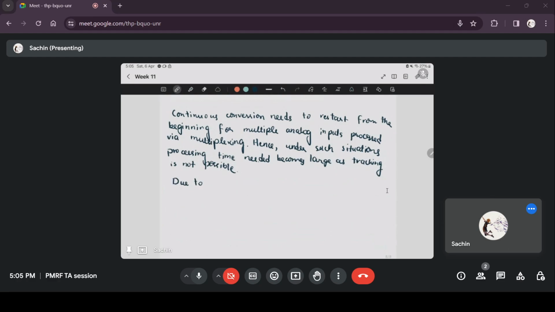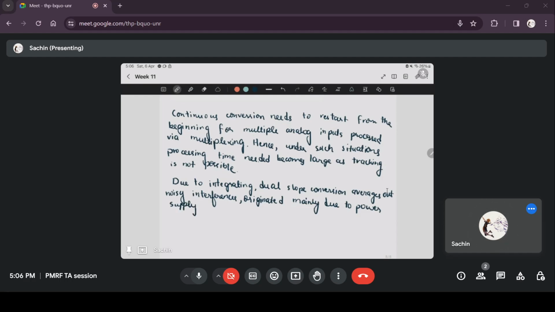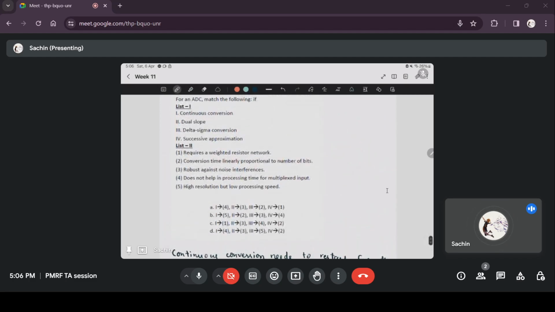Next, due to integrating, dual slope conversion averages out noisy interferences originated mainly due to power supply fluctuations. That's about dual slope.